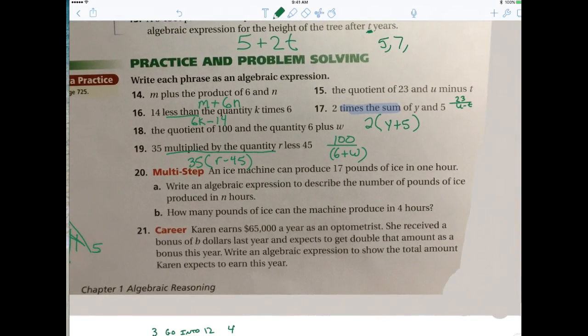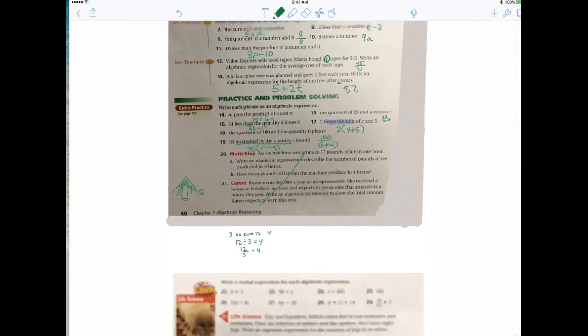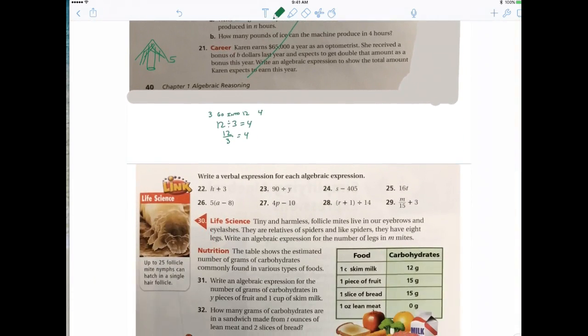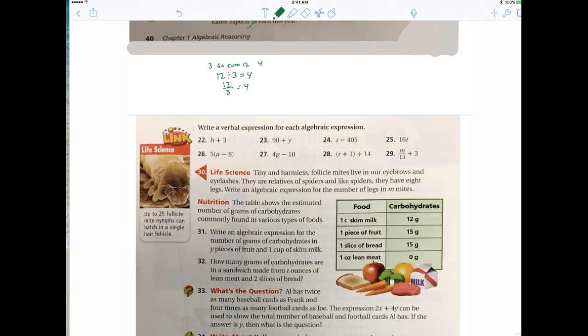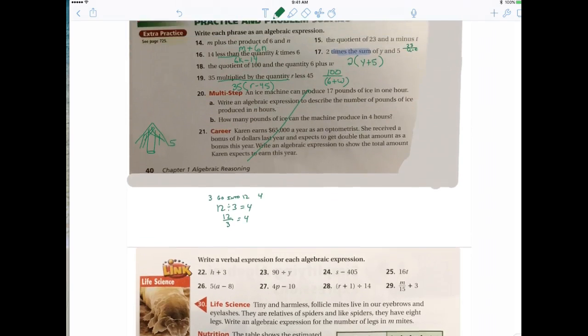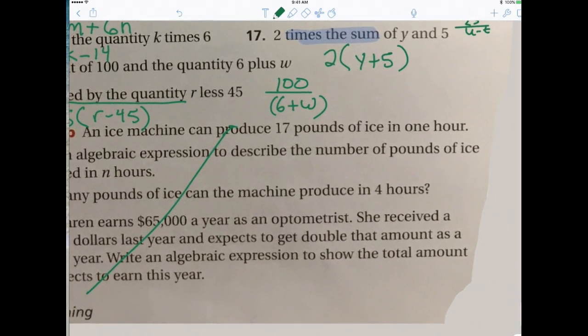Now listen, I don't really care about 20 or 21 right now. All right. Now listen. Okay. It's 35 times the quantity 45 minus. All right.